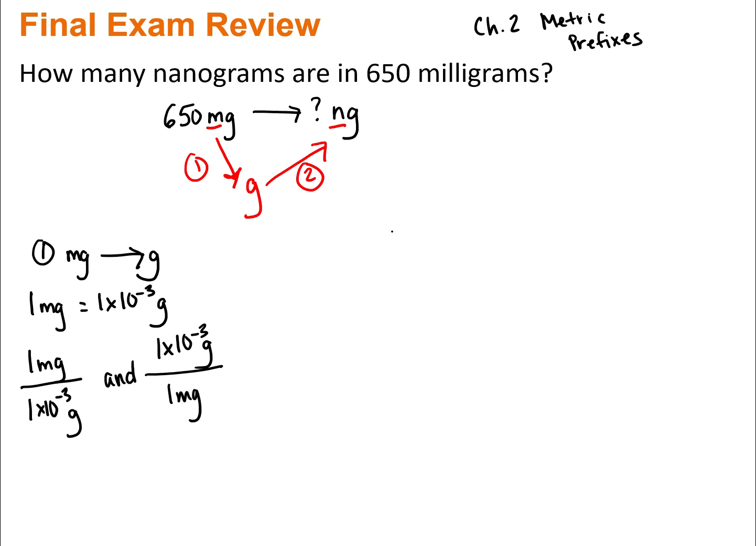We're going to do the same thing for the second half of the equation. We're trying to go from grams to nanograms. If I have 1 gram, then that is going to be equal to 1 times 10 to the 9th nanograms. Then I write out my unit factors just like before.